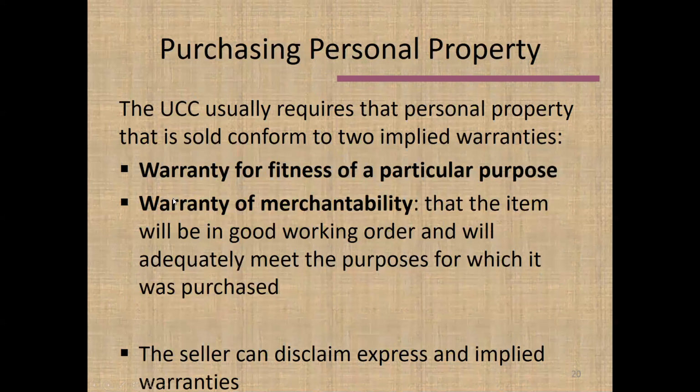Well, one is a warranty of merchantability, and that is the warranty that the item will be in good working order and will adequately meet the purposes for which it was purchased. So again, going back to the hairdryer, when I buy the hairdryer and I turn the on switch and I've plugged it in and it doesn't come on, and then I look inside, oh, wait a second, there is actually no motor inside. Well, guess what? It looks like a hairdryer, but that's not what I wanted. I didn't want something that just looked like a hairdryer. I wanted something that was in good working order. So that item breached its warranty of merchantability unless, of course, the seller had disclaimed the implied warranty.